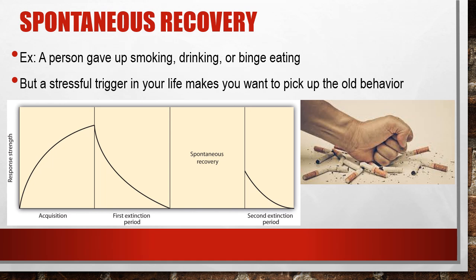Another example we see commonly: a person gave up smoking, or whatever their addiction was, drinking, binge eating, drugs, but they've had a very stressful week, a very stressful event has happened in their life, and they instantly go back to their old coping mechanisms. They instantly want to pick up that old bad behavior. Very, very common that happens. So you can see from this chart here, the original acquisition took a very long time, then that first extinction period, but then there's spontaneous recovery after an event. But look at how small that second extinction period is. It's quicker, faster, smaller.